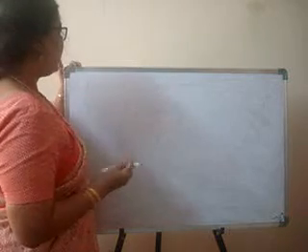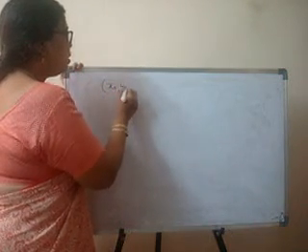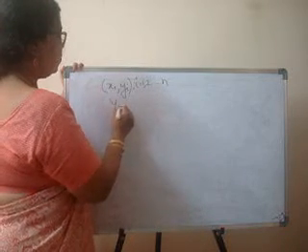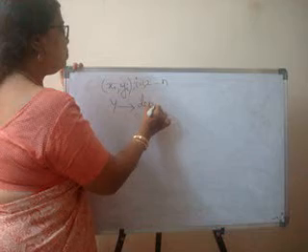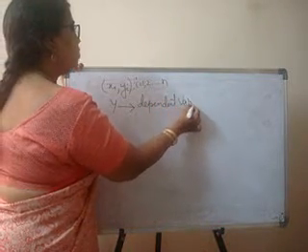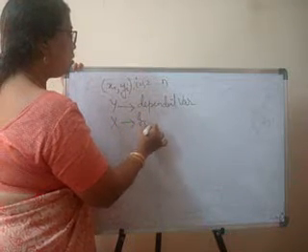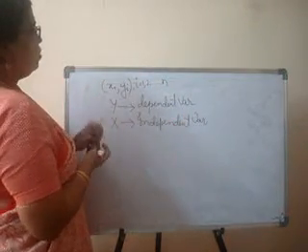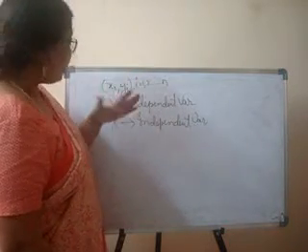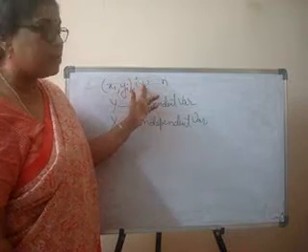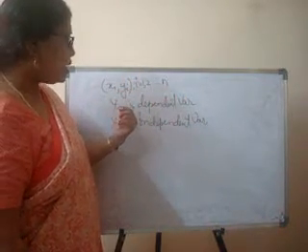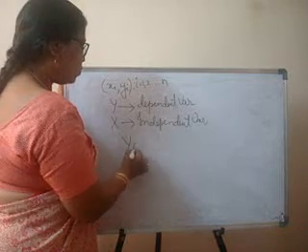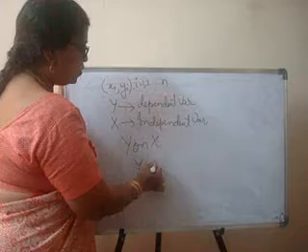Let us suppose that in a bivariate distribution (xi, yi), where i takes the values 1, 2, and so on up to n, y is the dependent variable and x is the independent variable. Then the line of regression of y on x is given as y equals a plus bx.